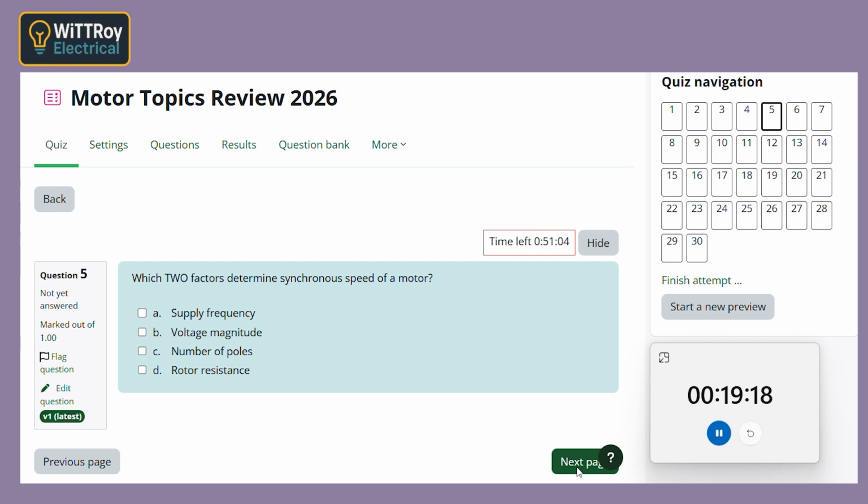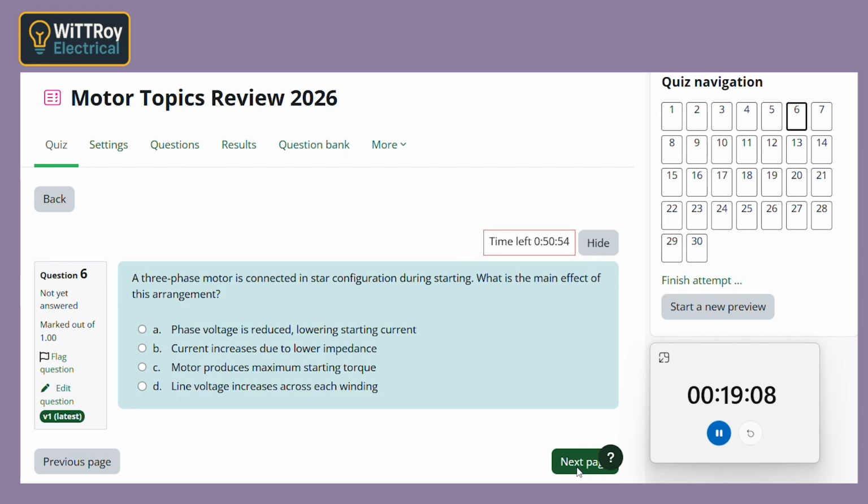Question 5. What determines synchronous speed? I said frequency and voltage. Very close, but voltage is not part of it. Synchronous speed depends on frequency and number of poles. So voltage affects performance, not speed. Exactly, that's a key separation.